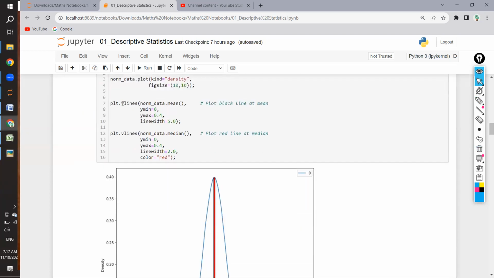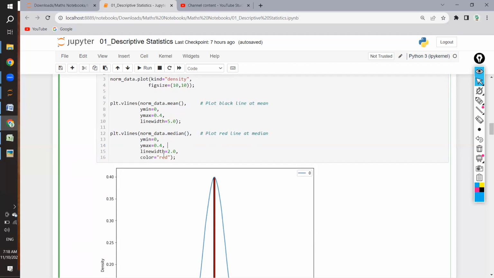And plt dot vlines. vlines is for vertical lines. You want to draw a vertical line at normal data dot mean. Wherever the normal data mean is calculated, at that particular position you want to draw a vertical line. These are just the minimum and maximum values, how much the length of the line should be, and the line width. These are the basic parameters. But the main thing is you are drawing a vertical line at the mean position. Similarly, you want to draw another vertical line at the median position, normal data dot median.